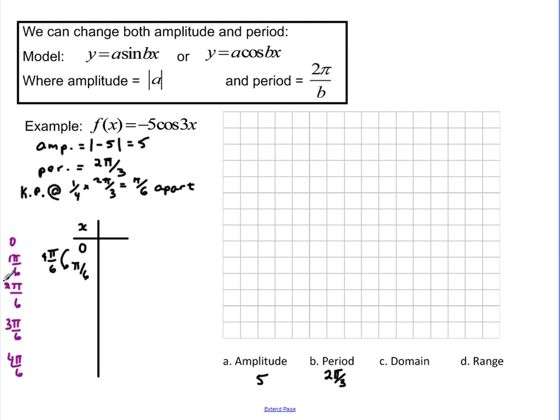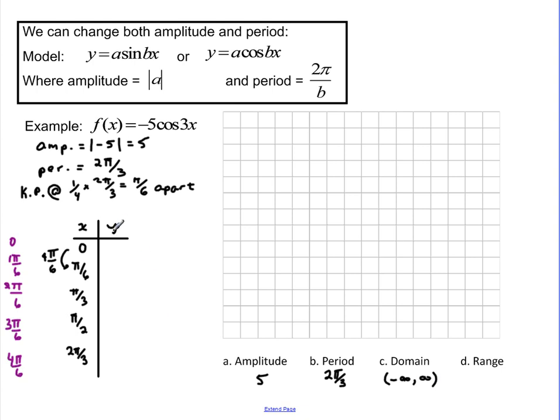2 pi over 6, 2 and 6 share a common factor of 2, so that's pi over 3 is our next key point within one full period. 3 pi over 6, 3 goes into 6 twice, so we get pi over 2 as our next key point, and then 4 pi over 6 reduces to 2 pi over 3. That is equal to our period, and so we're done, 2 pi over 3. Our domain will be all real numbers, negative infinity to positive infinity.